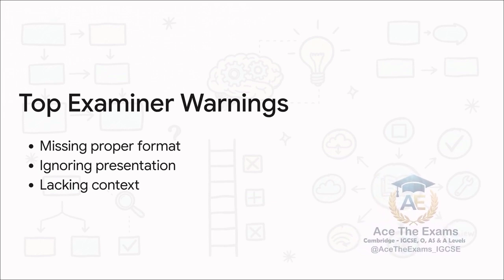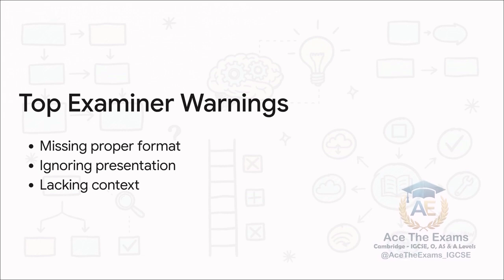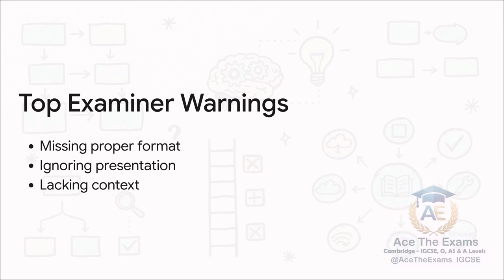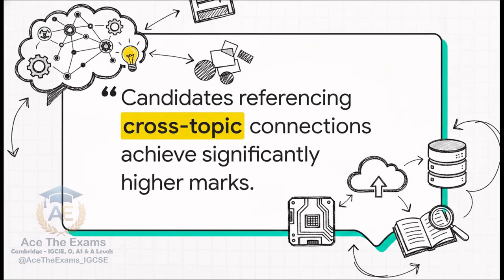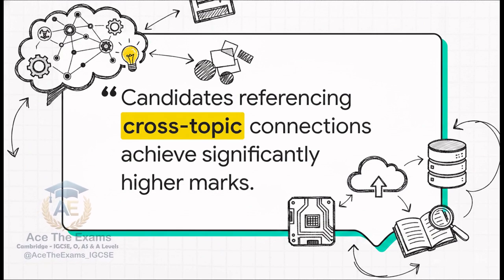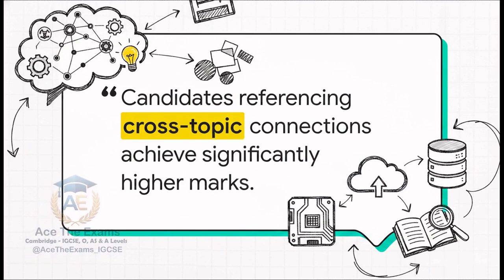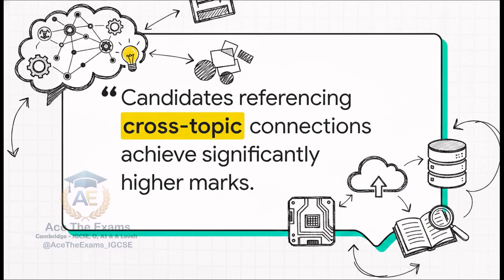This is exactly why ordinary revision, just memorizing the textbook, completely fails. You can't just know what census data is, you have to know exactly how it behaves in context. This crucial point is summarized perfectly by this one examiner quote: Candidates referencing cross-topic connections achieve significantly higher marks.